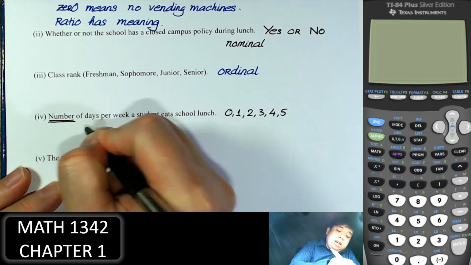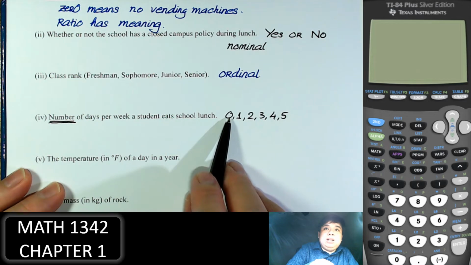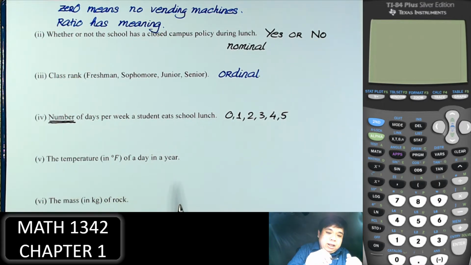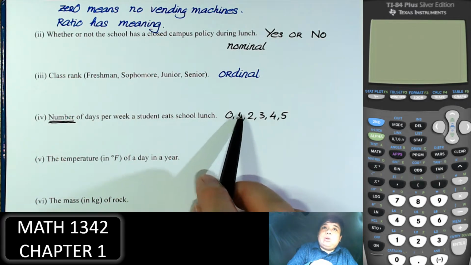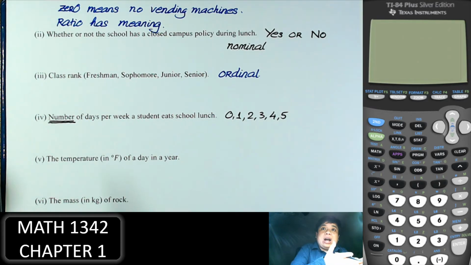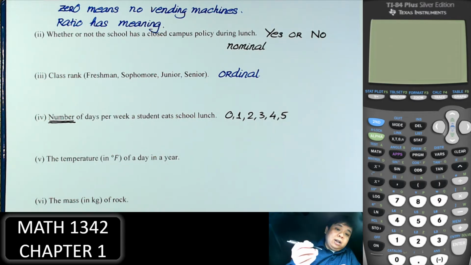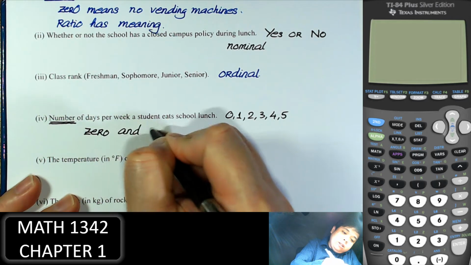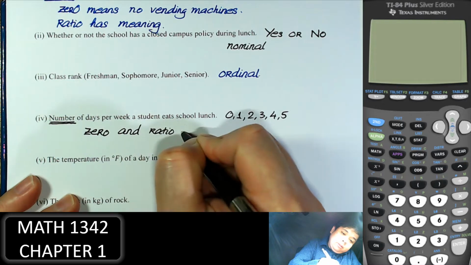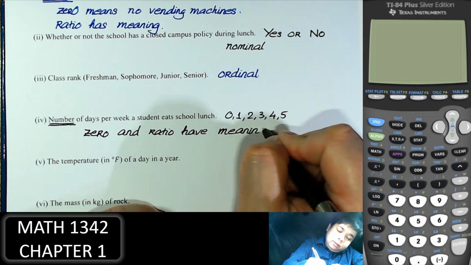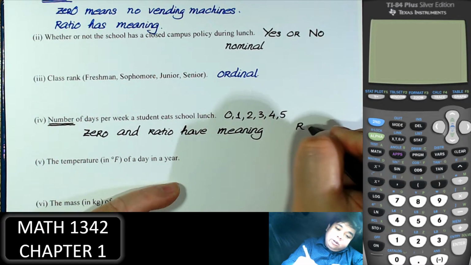And the question is, does 0 have any meaning? And the answer is yes. 0 here means a student does not eat lunch at school. And then the ratio: if a student eats 1 day versus another student eating 2 days, you can say twice as much. So once again, 0 and ratio have meaning. So this is ratio.